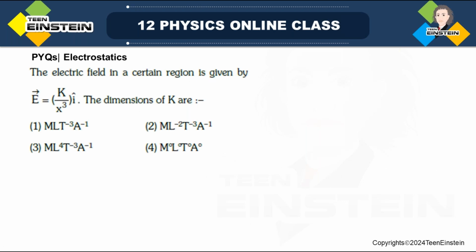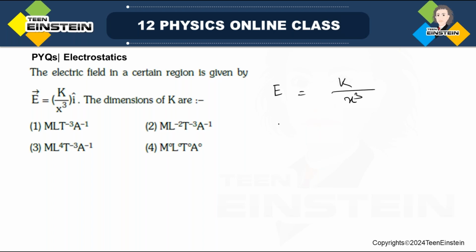This is not a very tough question. Let us see. The electric field in a certain region is given by this. So electric field, let us write the magnitude itself: K by x cube. So you have to find out the dimension of K over here. Okay, look, this is electric field, and this is x.